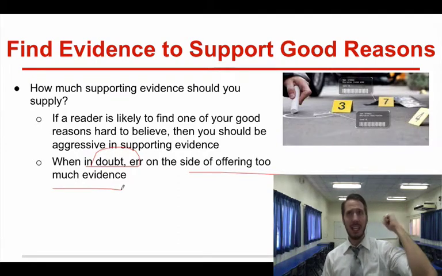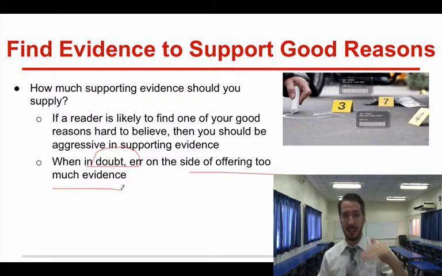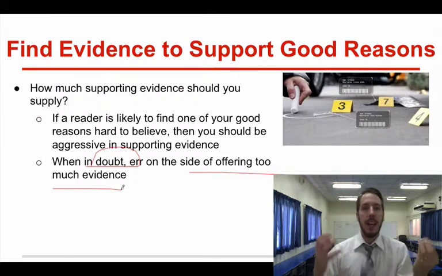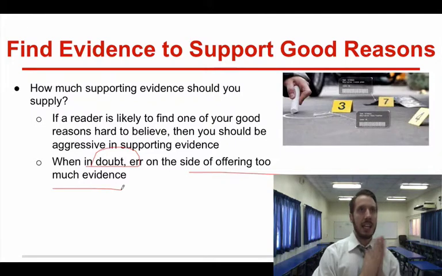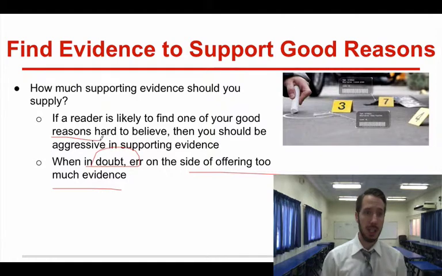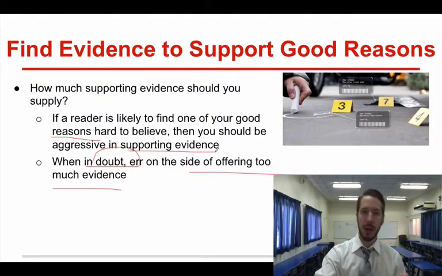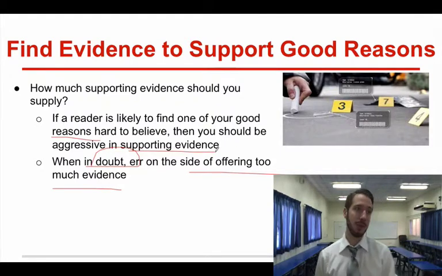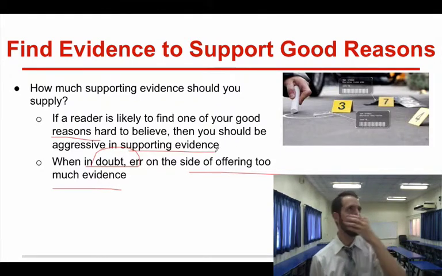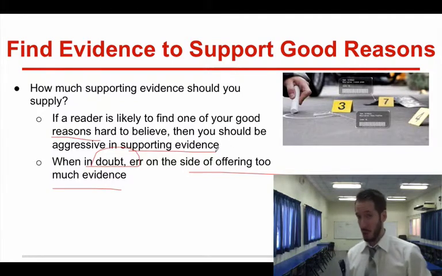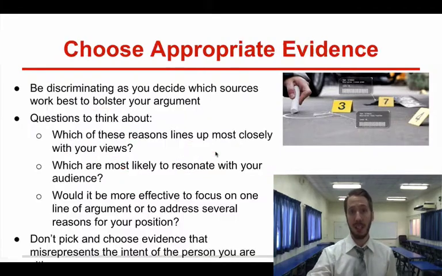If you're just giving me evidence, and you're not putting any of your own information in there, you're not creating a good argument. One other thing to note is that if you think that one of the reasons you're giving in your claim is really going to be hard for your readers to believe, you're going to need much more evidence to convince them. If they have a lot of objections to your reason, you're going to have to prove it with more evidence.